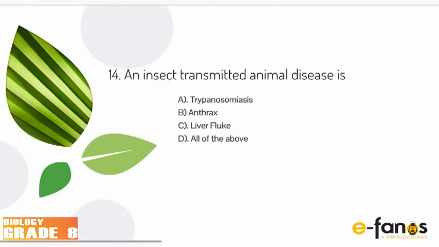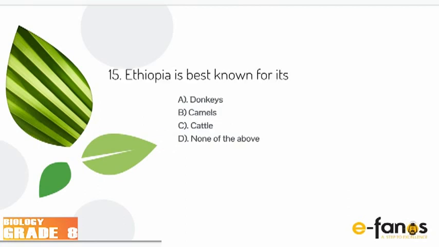Question 14. An insect-transmitted animal disease is A. Trypanosomiasis, B. Anthrax, C. Liver fluke, or D. All of the above. Correct answer is D. All of the above. Question 15. Ethiopia is best known for its A. Donkeys, B. Camels, C. Cattle, or D. None of the above. And the correct answer to this final question is C. Cattle.